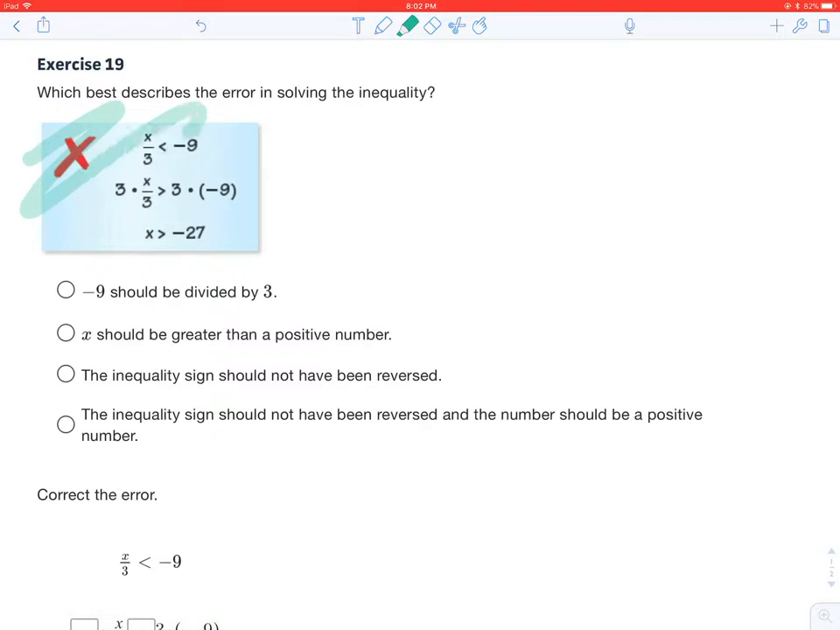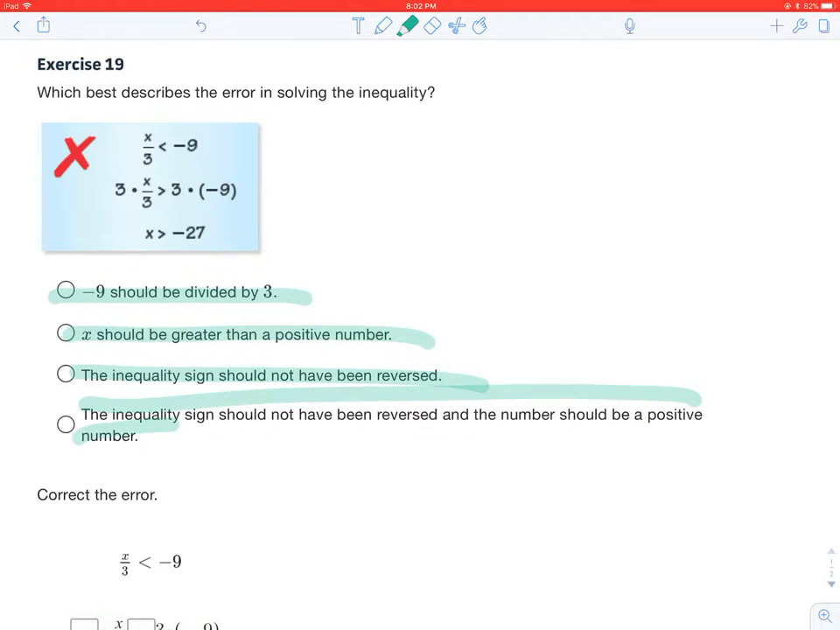Exercise 19 would like us to describe the error in solving the inequality. So it's given us the work of somebody else, and in some place of this they made an error. And so we need to determine where the error was, and it's going to be in one of these four descriptions here. Maybe in the first description it says that the negative 9 should be divided by a 3.